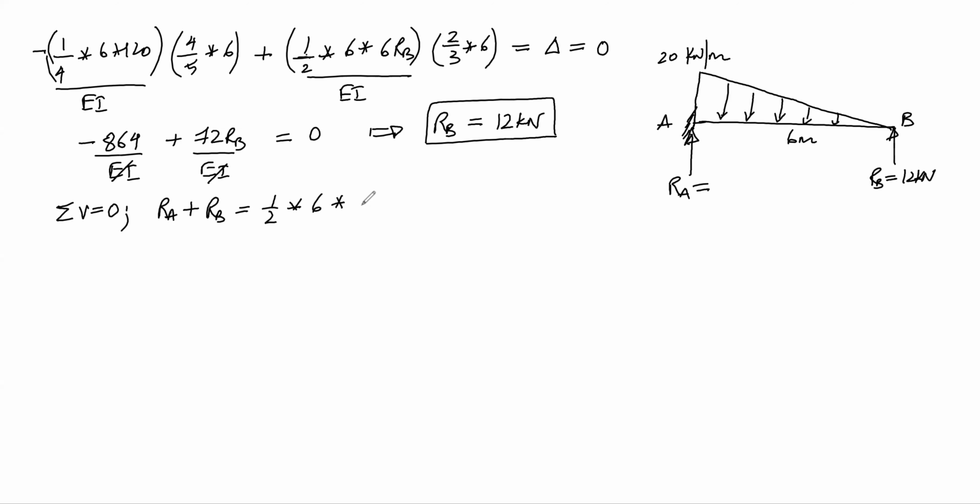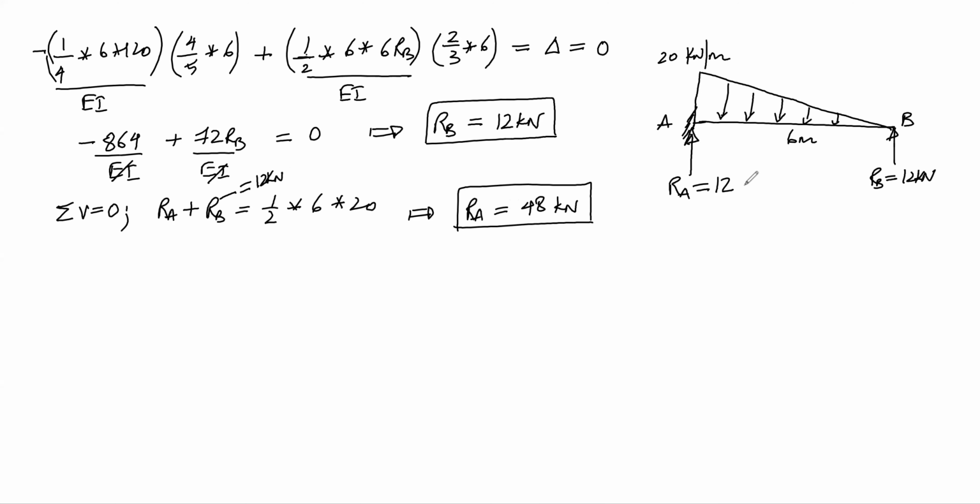Half into base into height, that is 20. And I know RB is equal to 12 kilonewtons. So I can simplify this equation and calculate RA, which is found to be 48 kilonewtons. This is my reaction at A.